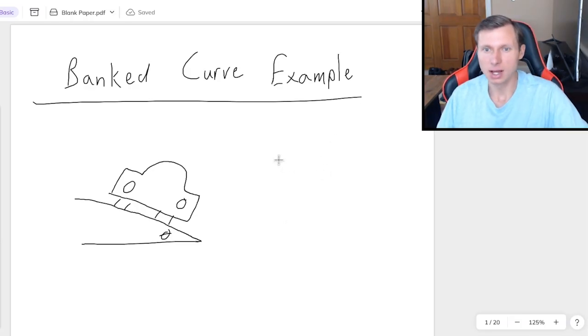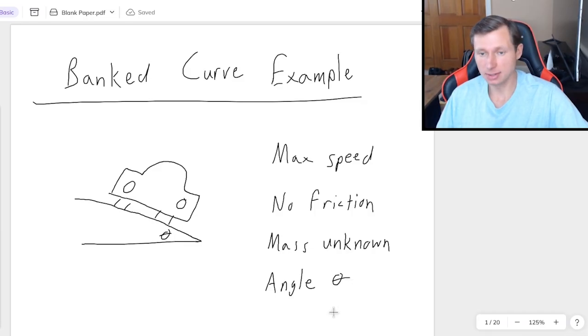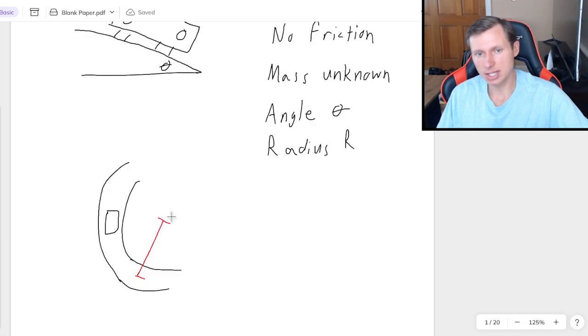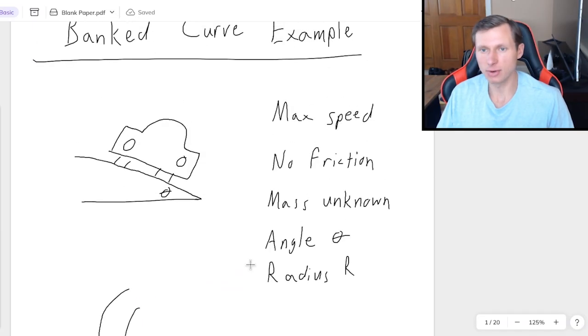Now in this problem, I want to know the max speed that this car can take, given that there's no friction. The mass of the car is unknown. We have the angle of the ramp theta, and this turn has a radius R, capital R. So in other words, if I were to view this car from a top view, like a bird's eye view, you wouldn't be able to see the banked curve from this perspective, but I'm saying it has a radius to the center of capital R. And I want my answer all in terms of variables, at least theta and R. Those are the only two I give you.